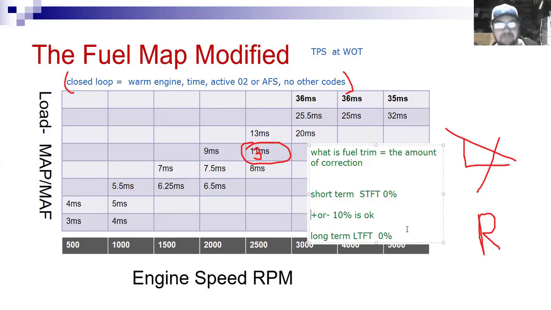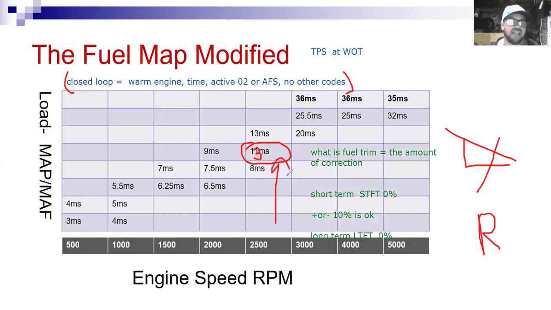And as you probably guessed, if the numbers are positive, the computer's adding more fuel, it's adding more on time from its base programming. And if the numbers are negative, like let's say I programmed it as 8 milliseconds, but I'm only giving the engine 6 milliseconds on time, then that's going to be negative numbers. It's taking the fuel away. So positive fuel trim numbers, the computer's having to add more fuel versus the base programming. Negative fuel trim numbers, it's taking it away.